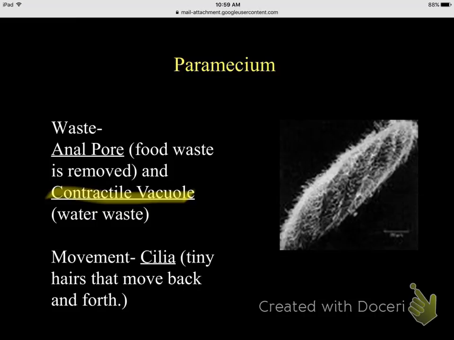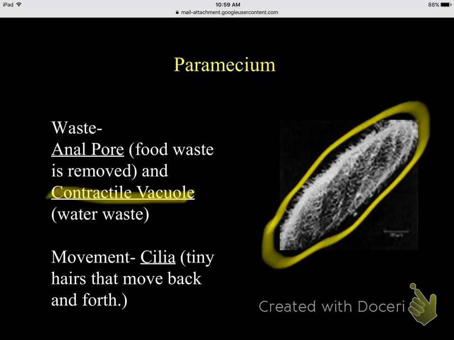The way that it moves is through cilia, and I'm going to highlight here how you see all those little hairs on the outside of this paramecium. Those little hairs are called cilia, and what they do is they sway back and forth in the water to propel the paramecium forward or backward or side to side, whichever way it's trying to move. And remember that the cilia are responsible for also capturing the food and the nutrients for the paramecium.